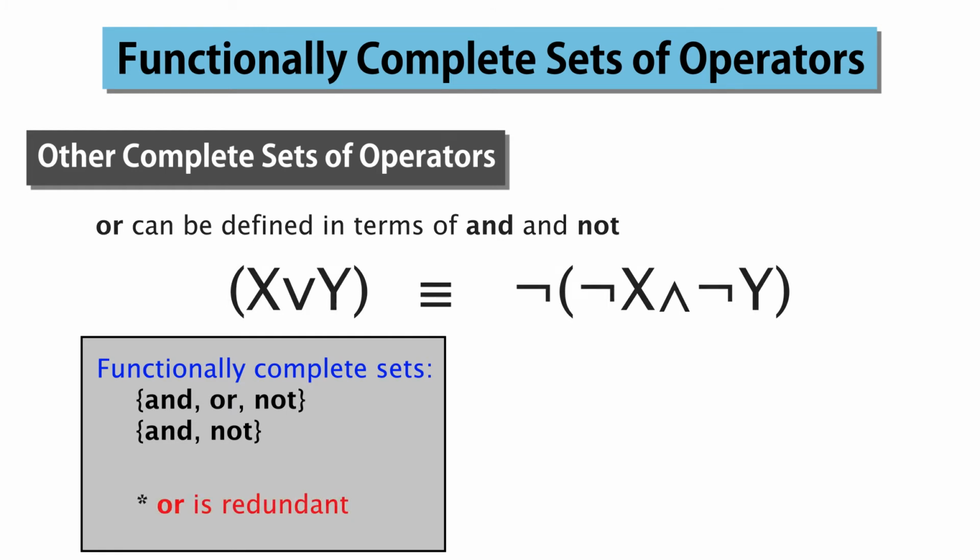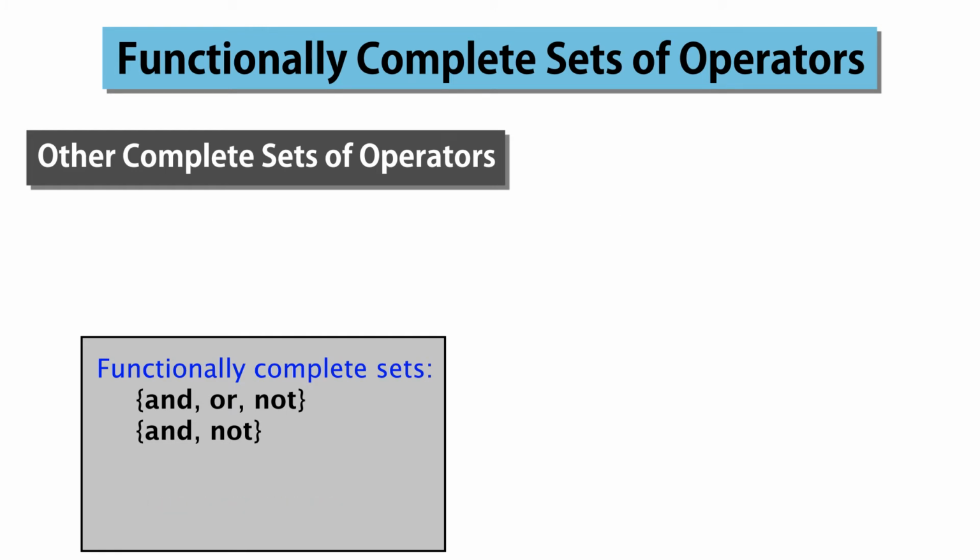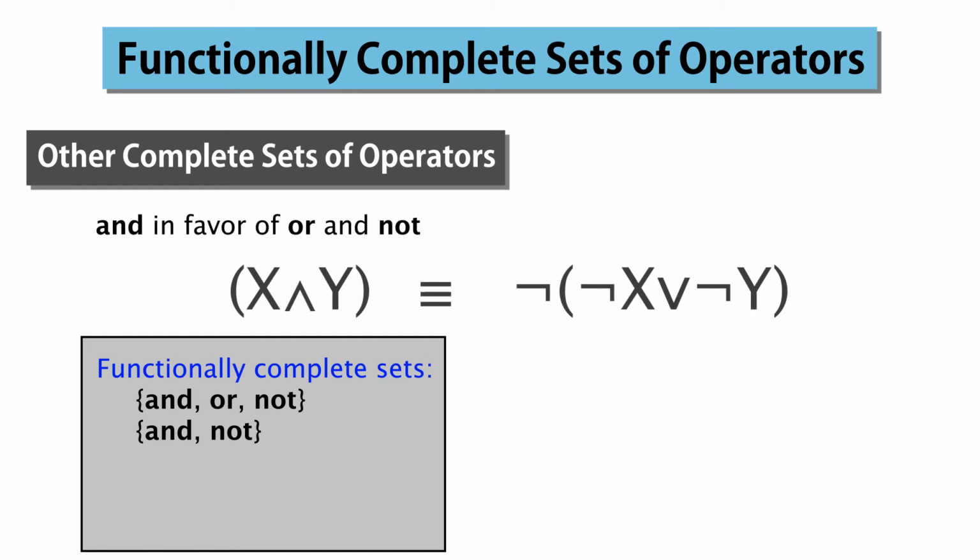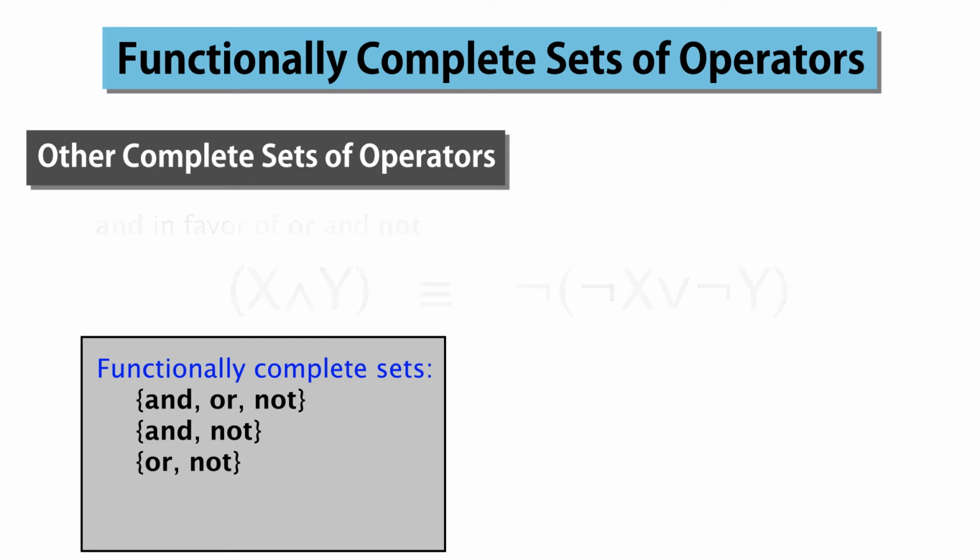OR is redundant. We could similarly eliminate AND in favor of OR and NOT using the equivalence shown here. Thus, the set containing OR and NOT is also functionally complete. There are two operators that are individually functionally complete, NAND and NOR. To be more precise, it's the sets containing only NAND or only NOR that are functionally complete, but you know what we mean.